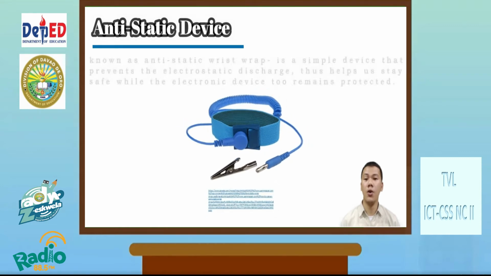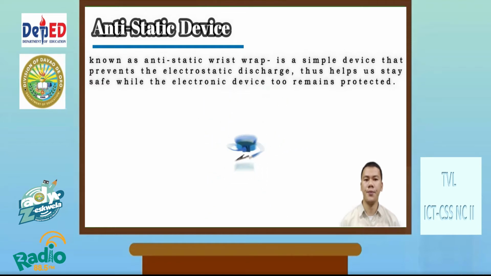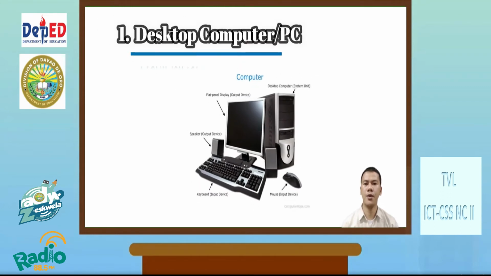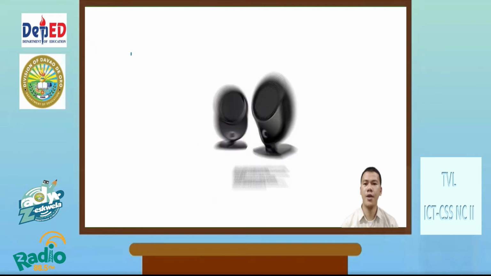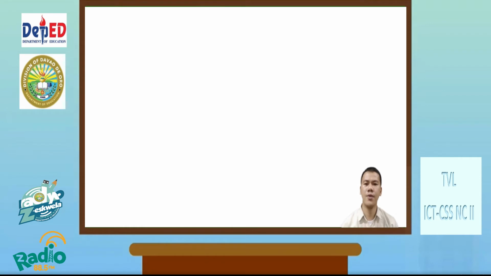Anti-static device, or commonly known as anti-static wrist strap, is a simple device that prevents the electrostatic discharge, thus helps us stay safe while the electronic device too remains protected. For computer equipment, we have number 1, a desktop computer or sets of PC, like the monitor, system unit, keyboard, and the mouse. Number 2, printer. 3, speaker. And 4, a modem. Now let's talk about its function.